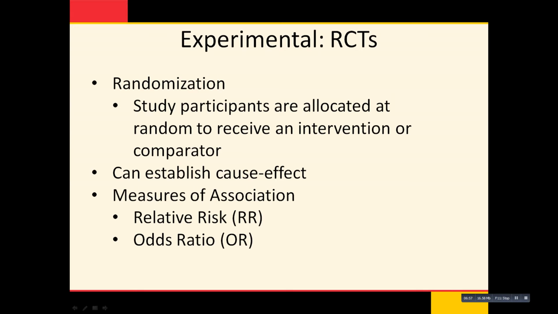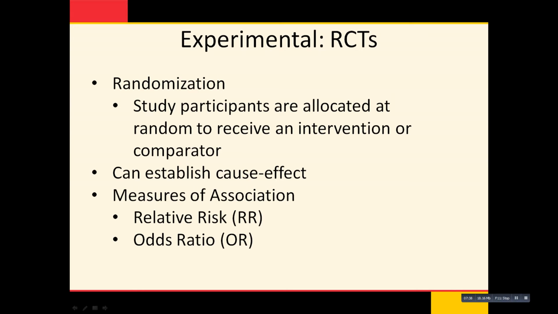Random allocation, or randomization, is to ensure that there are no systematic differences between the intervention groups in the factors that we know about, but also importantly in the factors that we don't know about. And that is a big challenge when we have other study designs, including observational study designs and non-randomized controlled trials, where there may be unknown factors that you cannot account for, so it is very difficult to establish cause and effect. So randomized controlled trials give you the best possibility with their design to establish a cause-effect relationship.